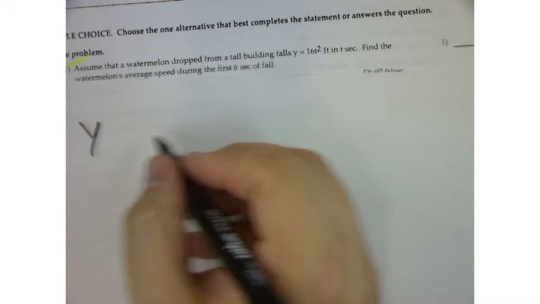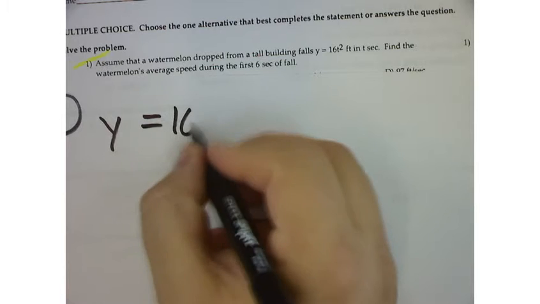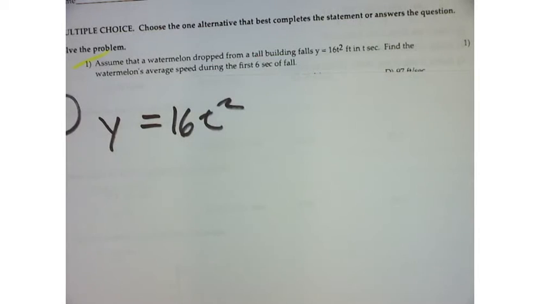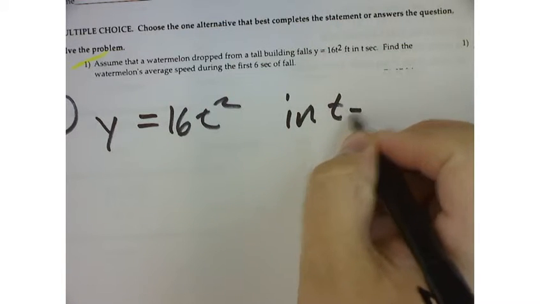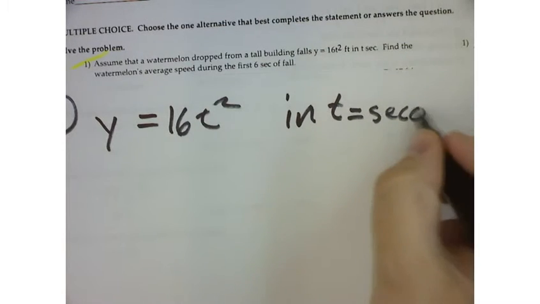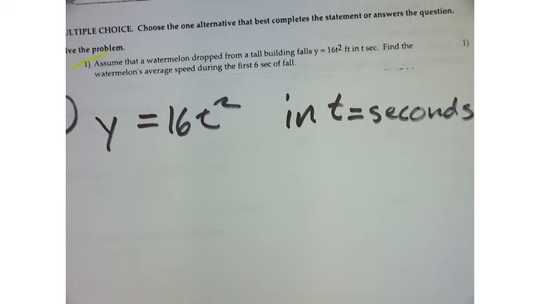Assume that a watermelon is dropped from a tall building and it falls at a y equals 16 t squared in t seconds. What's the watermelon's average speed in the first 6 seconds of the fall? So we just, how did we find the average? Do you guys remember?